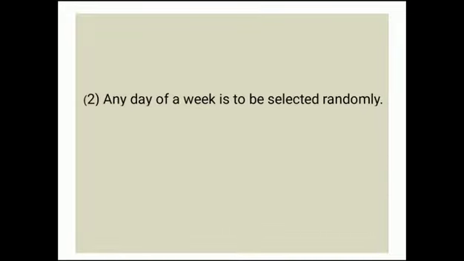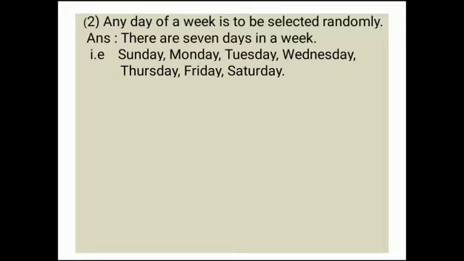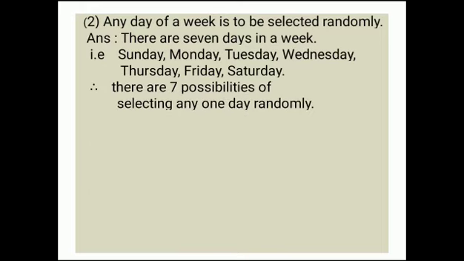Let's solve question number 2. Any day of a week is to be selected randomly, and we have to find how many possibilities there are if we choose any day from a week randomly. There are 7 days in a week: Sunday, Monday, Tuesday, Wednesday, Thursday, Friday and Saturday. Therefore, there are 7 possibilities of selecting any one day randomly. So the answer is 7 possibilities.